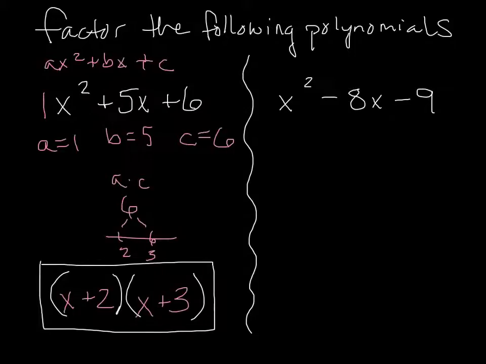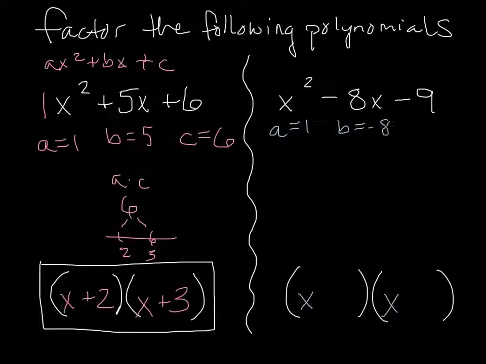So this next problem is going to end up just like that. We're going to have two sets of parentheses. We're going to have x and x. We're going to split those x's up. And we're going to figure out that our a is 1, our b is negative 8, and our c is negative 9. We have to figure out what two numbers multiply to get our a times c.